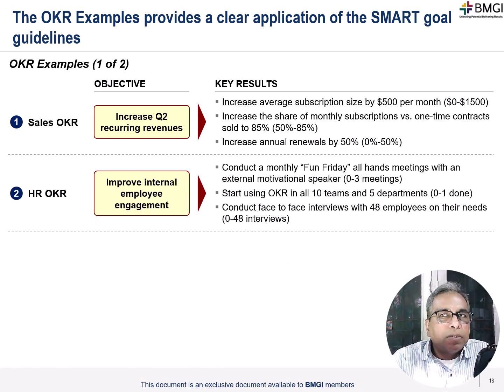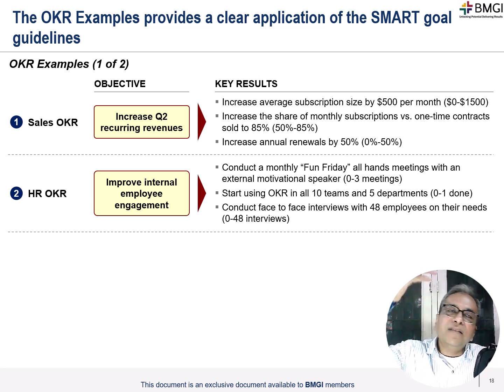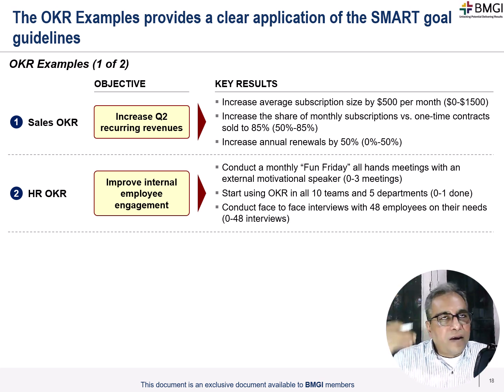Let's look at another example, the HR OKR. Now, at a company level, as I said, you could have 3 to 5 objectives. So, what are the 3 important things this year for you?